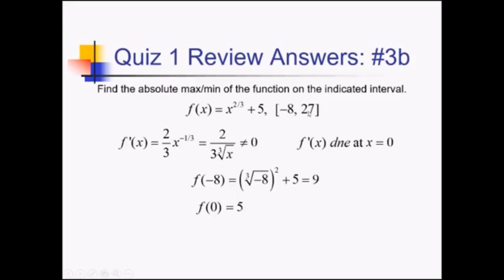And then plugging in 27, so now we've got cube root of 27 squared plus 5. That's going to be 3 squared, which is 9. 9 plus 5 gives us 14. Comparing these, we see that 14 is the highest one, so that's our max. And 5 then is our absolute min.